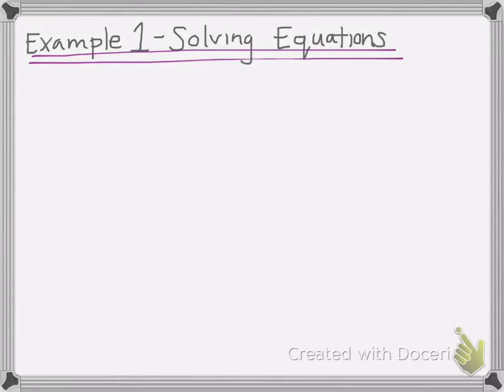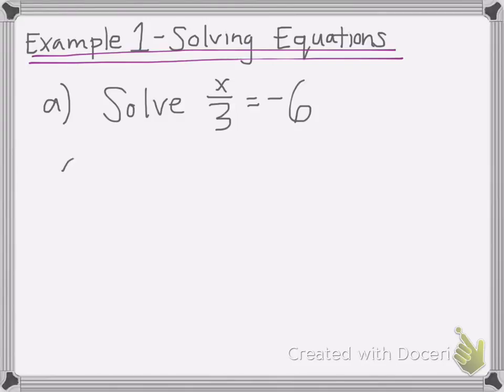Example 1, solving equations. So now let's go ahead and try it out. Part A of example 1 says solve x over 3 equals -6. Okay, go ahead and write that down. The first step when you begin to solve equations is you write the equation. So let's rewrite it. Do not forget any piece of it. Do not forget that negative. Awesome. x over 3 equals -6.